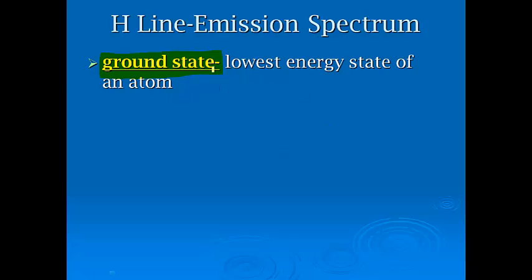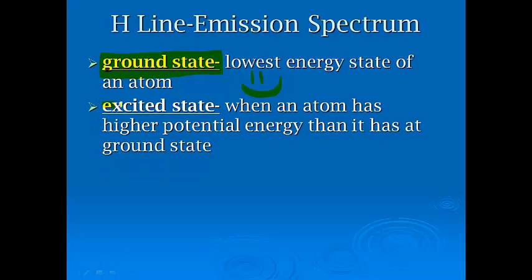Okay, we've got to define some things. Ground state is the lowest energy state of an atom. This is essentially where we've talked about atoms. This is where atoms want to be. They are happiest at their lowest energy possible. And you're going to see me refer to this as them being happy a lot, particularly the rest of this quarter. An excited state is just that.